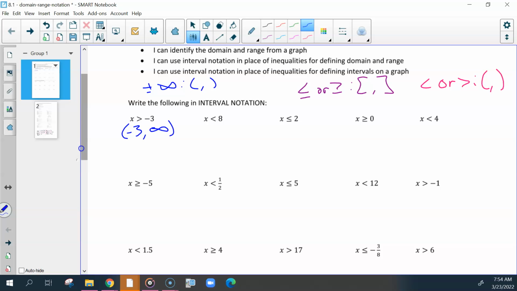X is less than 8. It would stop at 8, so it's going to keep going below 8, everything to the left. So it's going to start at negative infinity and go to 8 and stop there, but it's not included, so that would be a parenthesis.